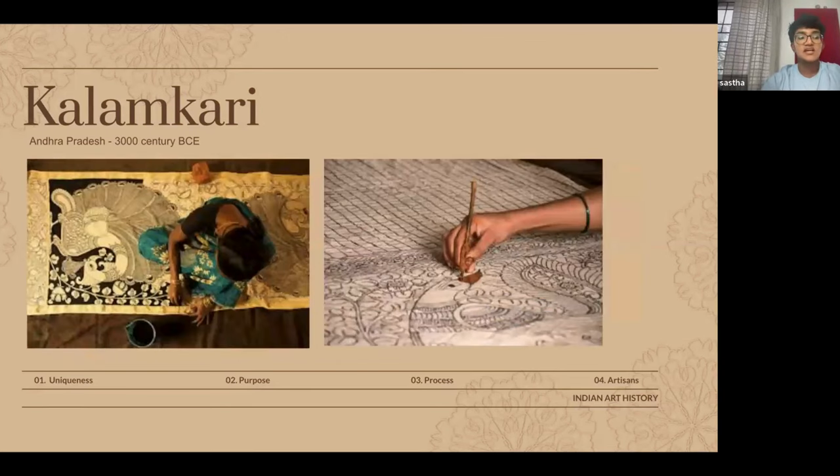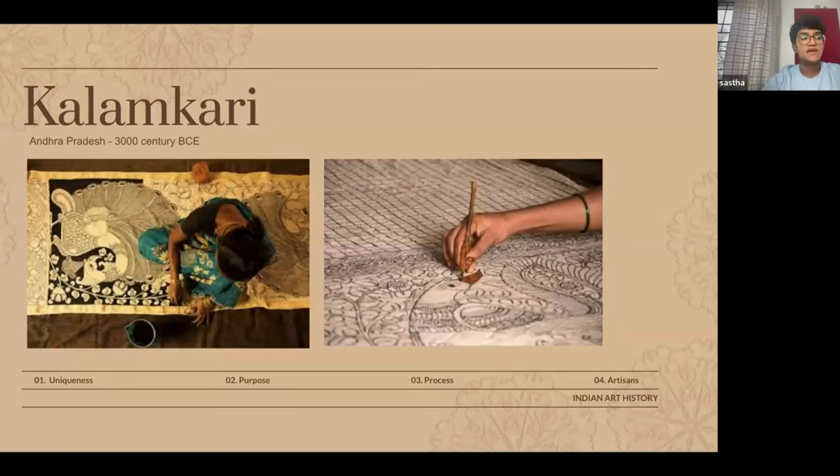So about the artisans, those who create Kalamkari paintings are known as Chitrakaras, and often work with their families, passing down their skills and techniques through generations. These artists are dedicated to preserving the traditional methods of Kalamkari painting, ensuring that each piece is created with the same care and attention to detail as their ancestors.